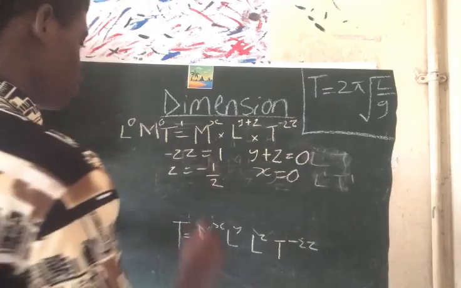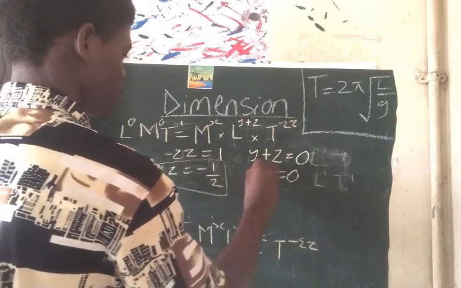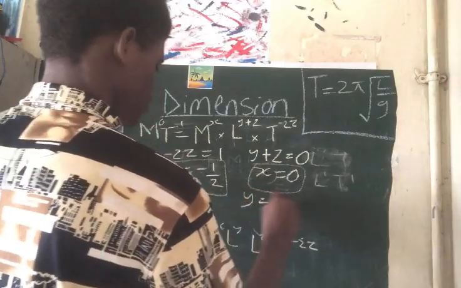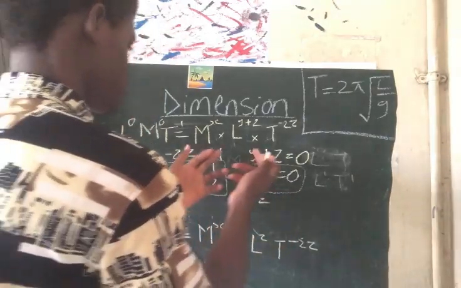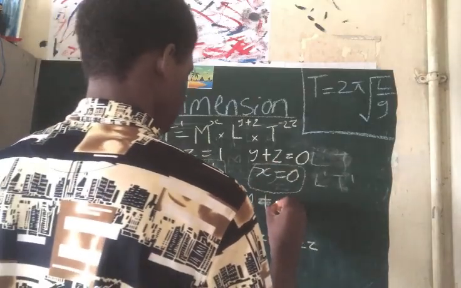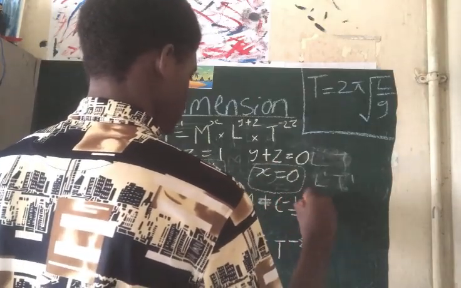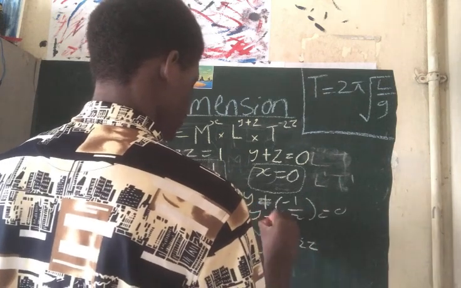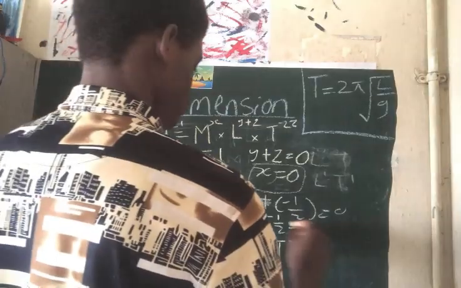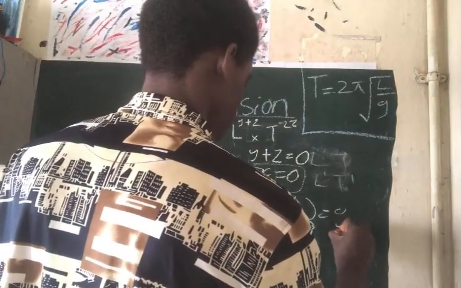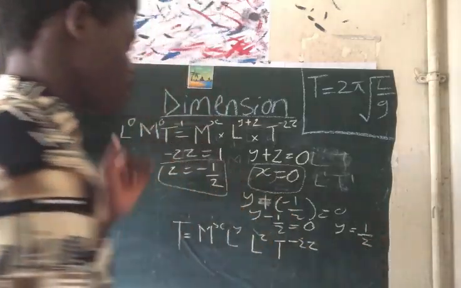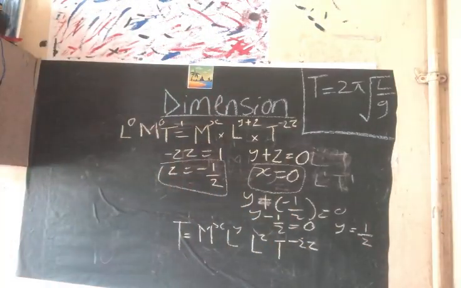So after doing that, we found our value for z, right? We found our value for x. What's our value for y? So we just use the substitution method. Since z is minus half, y plus minus half is equal to 0, as y minus half is equal to 0, as y is equal to half. Y is equal to half, right?